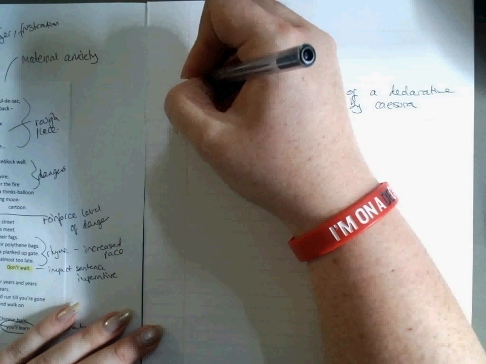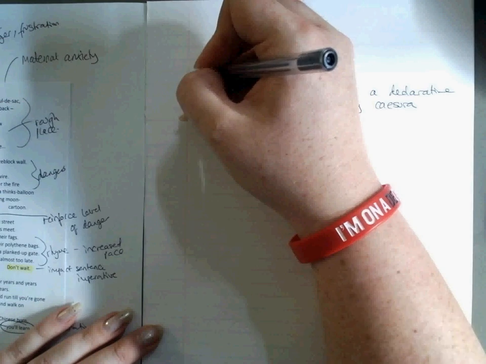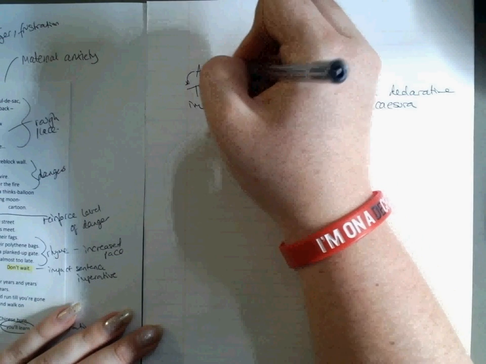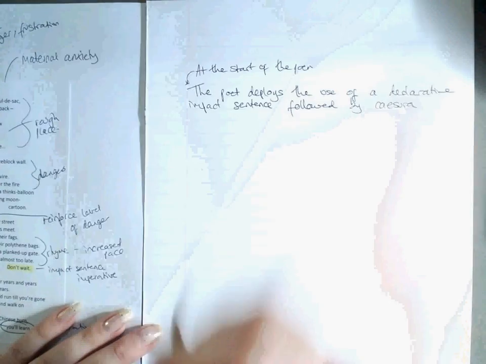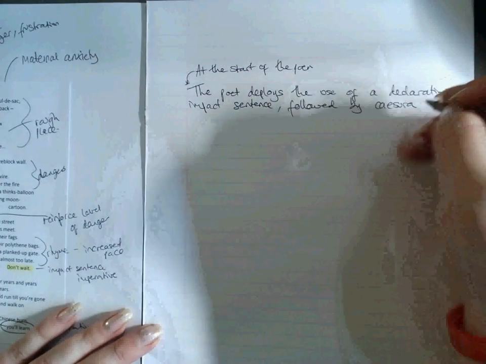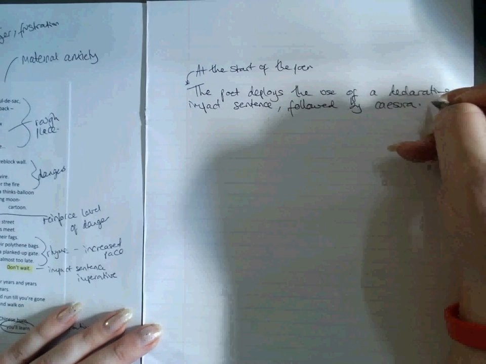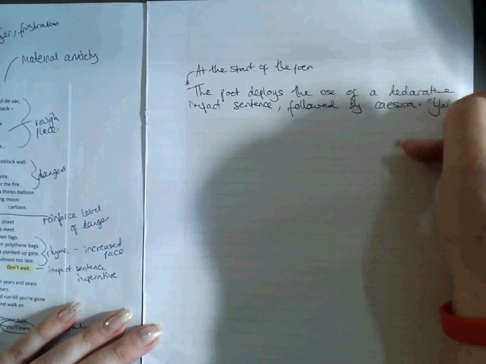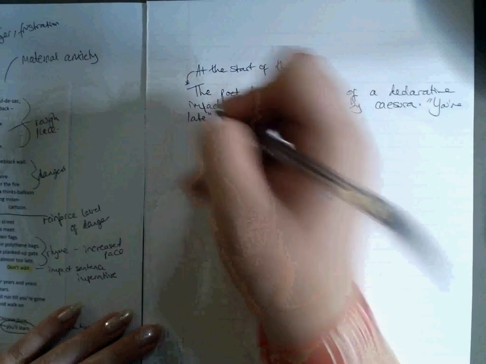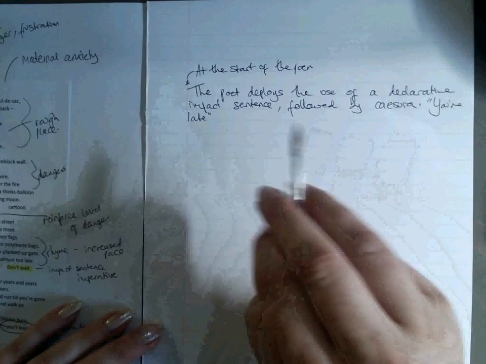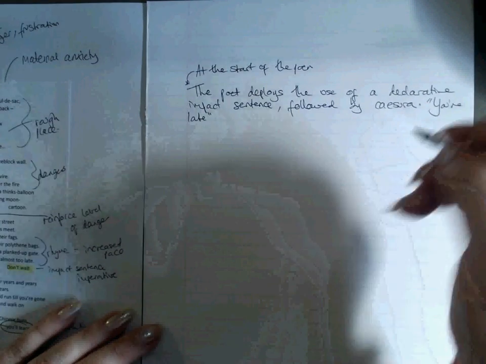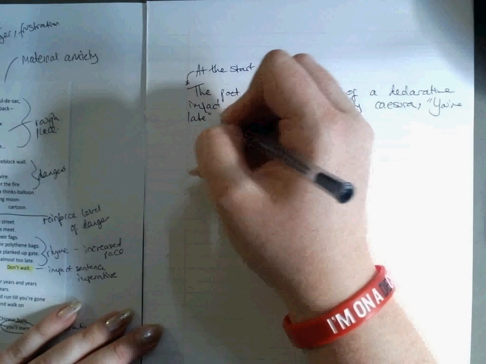Maybe I should have actually added in here. Nothing wrong with adding in here. So I'm going to say at the start of the poem, the poet deploys the use of a declarative impact sentence followed by caesura. So we need to put this example in here. You're late. Right, what are they using it to do? That's important. So the poet deploys the use of a declarative impact sentence followed by caesura. You're late.